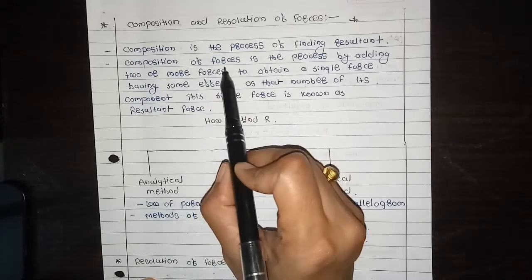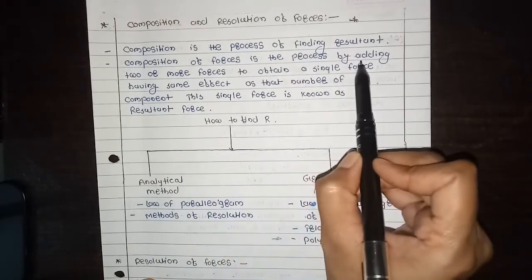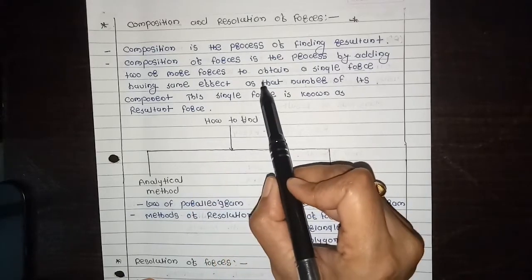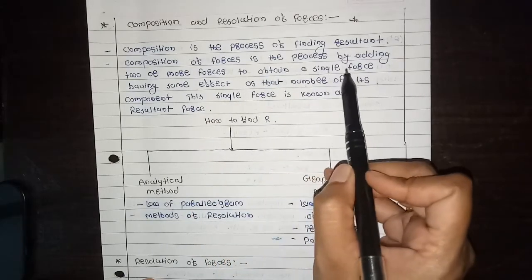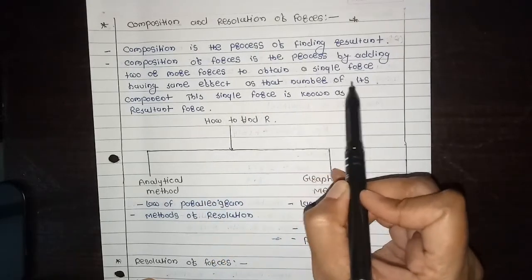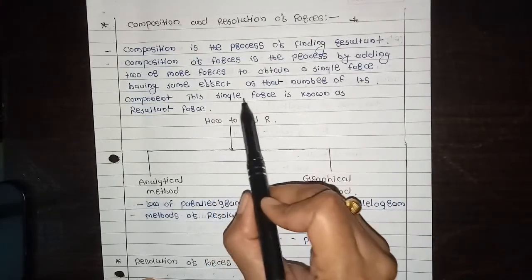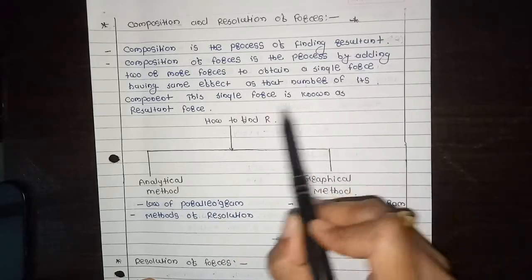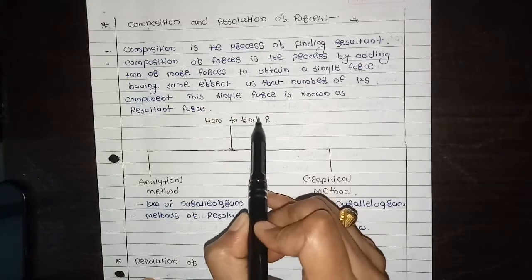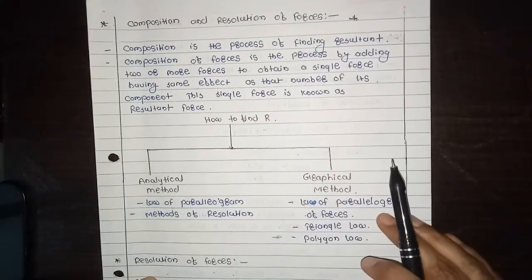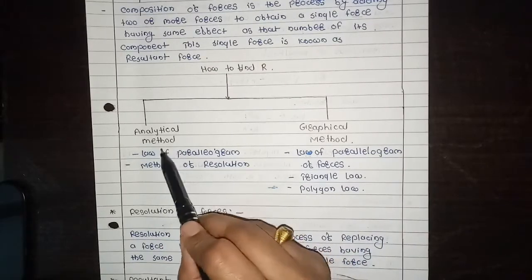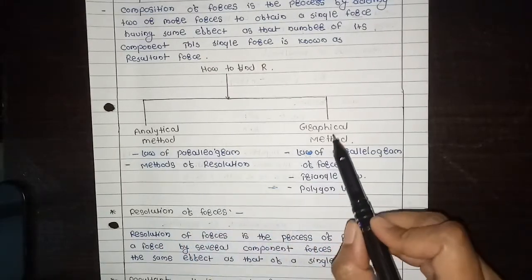The composition of forces is the process of adding two or more forces to obtain a single force having the same effect as that number of its components. This single force is known as the resultant force. So how to find the resultant force? The resultant force is calculated by two methods, analytical method and graphical method.